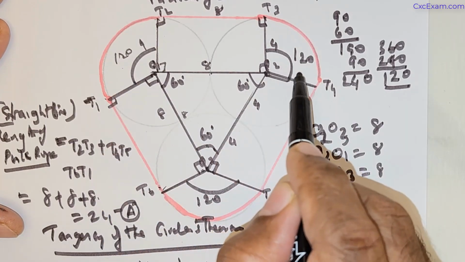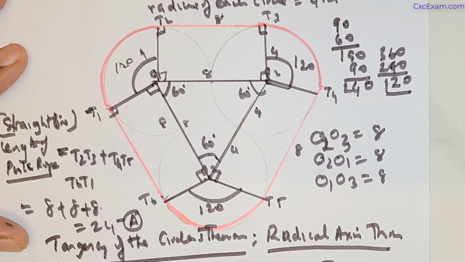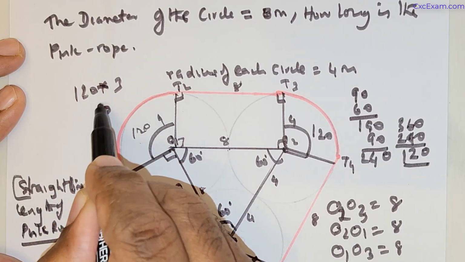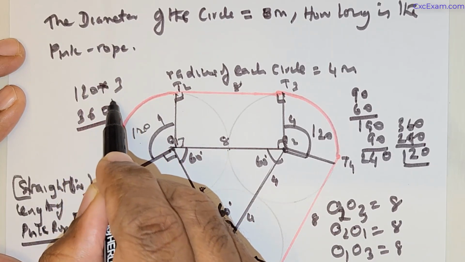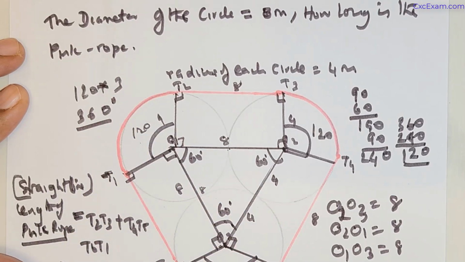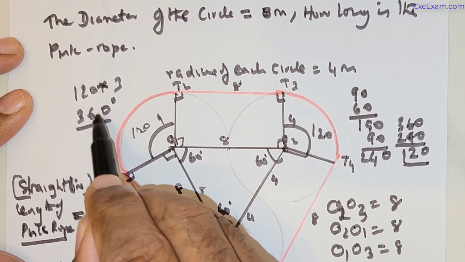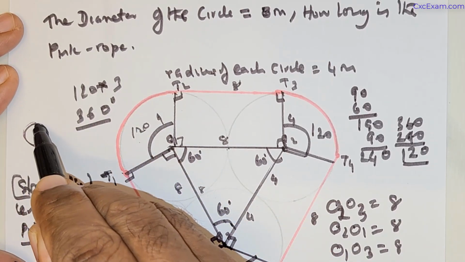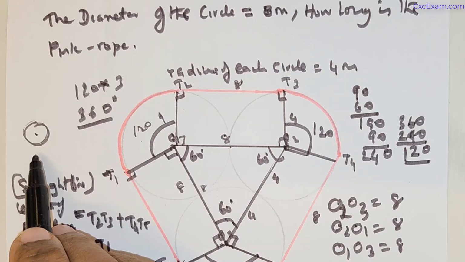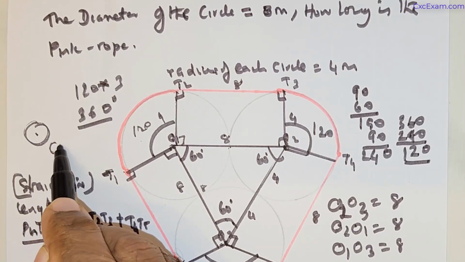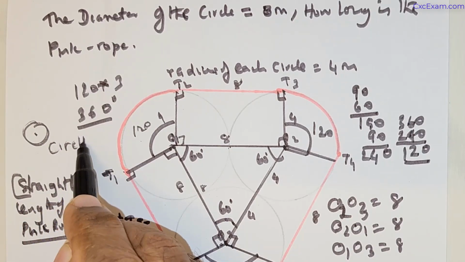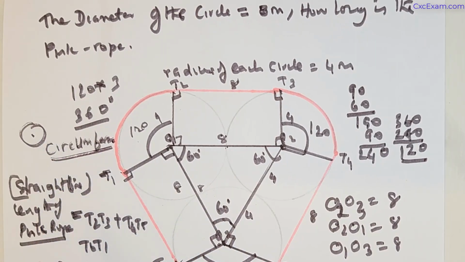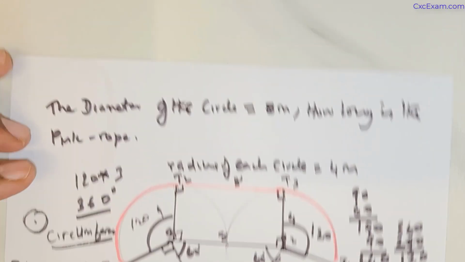Clearly I see 120, 120, 120. So how many 120s are here? 3 120s. 3 zeros are 0, 3 2s are 6, 3 1s are 3. 360 degrees I am getting. So if an image has 360 degrees, what do we call it? We call it a circle. So we need the circumference of this circle.